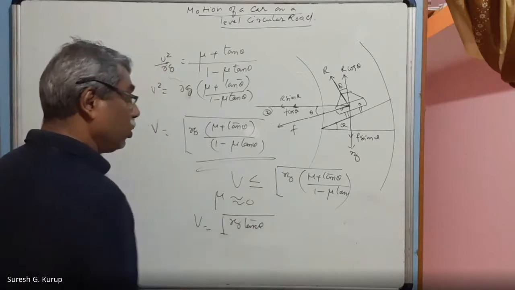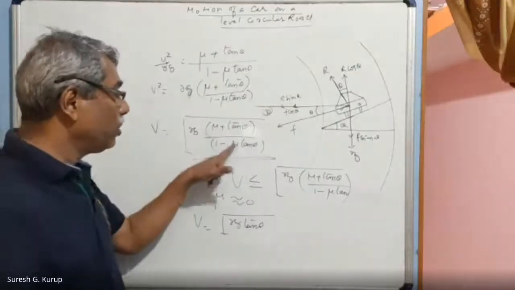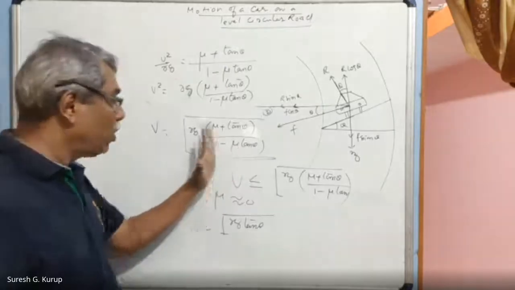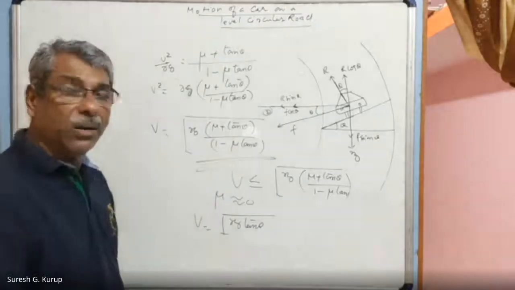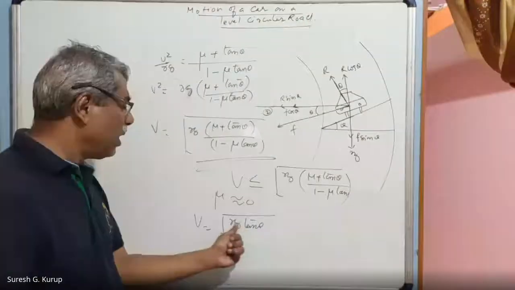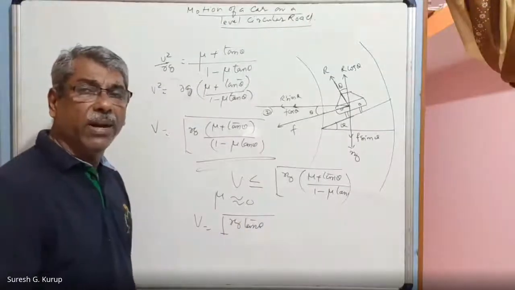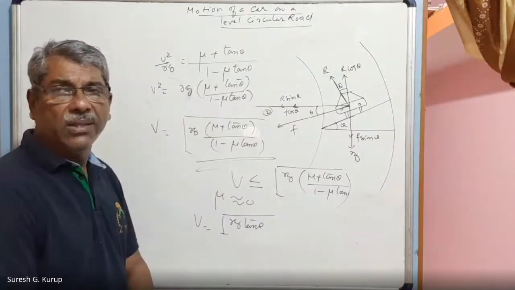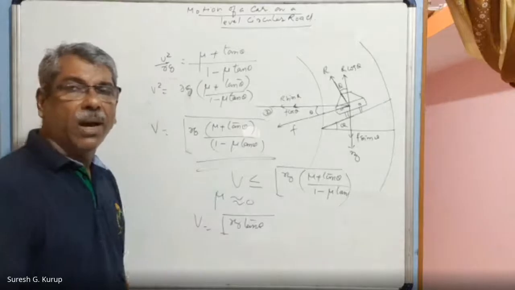Rg tan theta you will get. This mu is 0, this also 0, right? 1 minus 0 is equal to 1 only. You will get this value: v is equal to square root of Rg tan theta, where R is the radius of the banked circular road and g is the acceleration due to gravity. Theta is the banking angle.